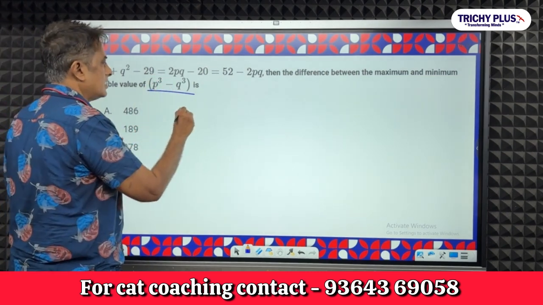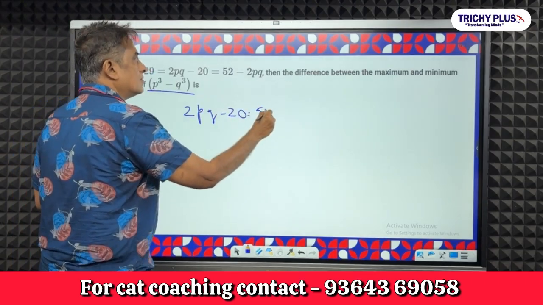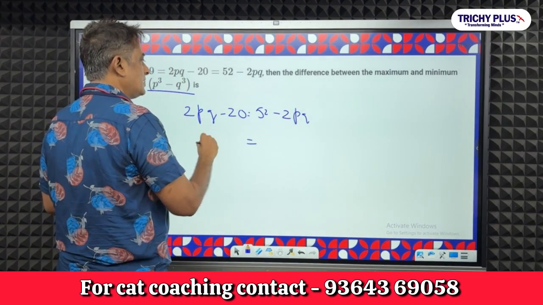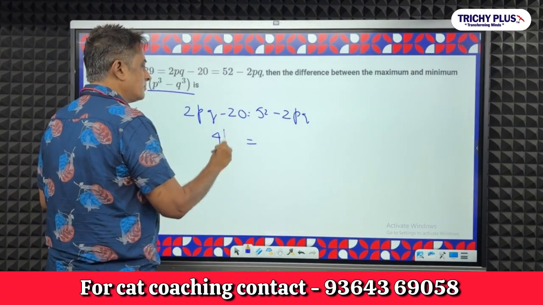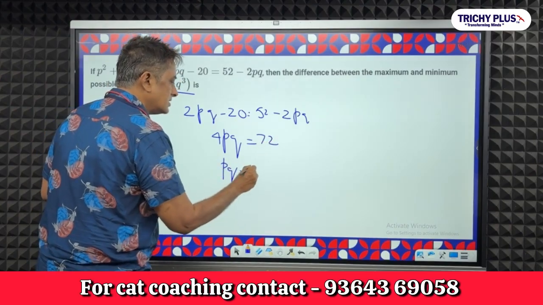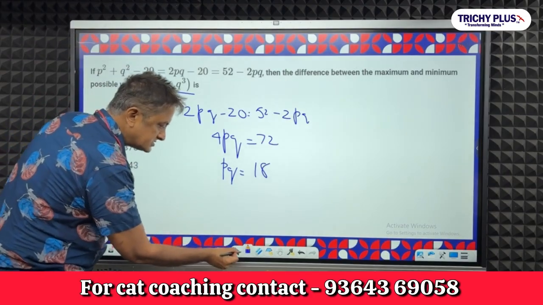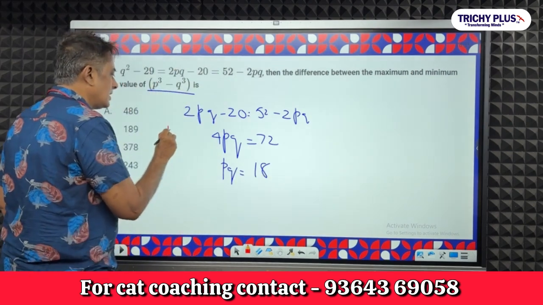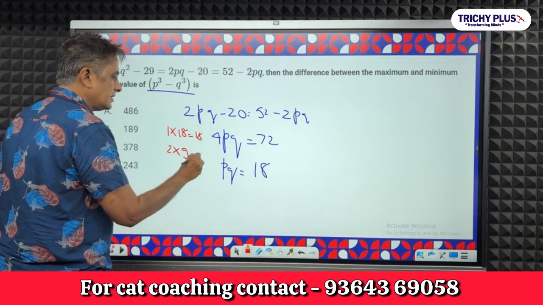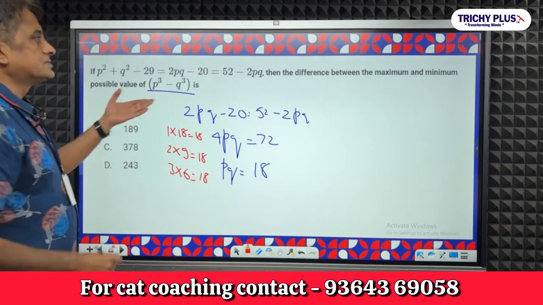Simple plug-in. Take 2p cube minus 20 is equal to 52 minus 2p cube, which means I take the pq here, I will get 4pq is equal to 72. p into q is 18. When will 18 come? I can get 1 into 18 is 18, 2 into 9 is 18, 3 into 6 is 18, and the reverse also, right?